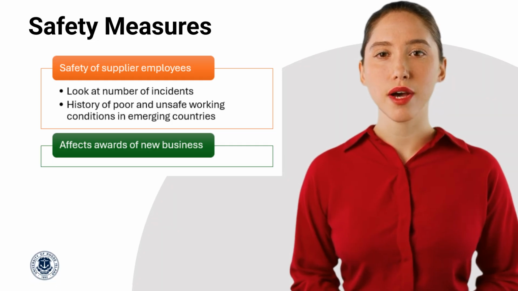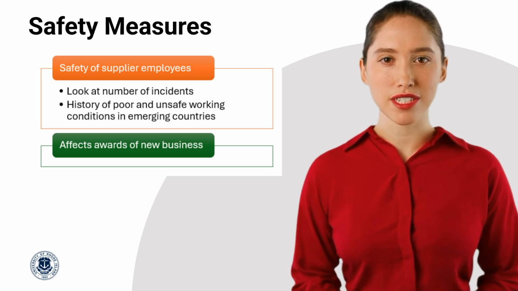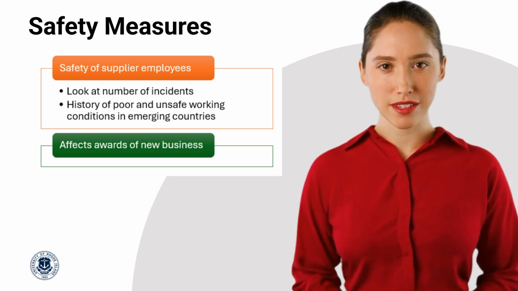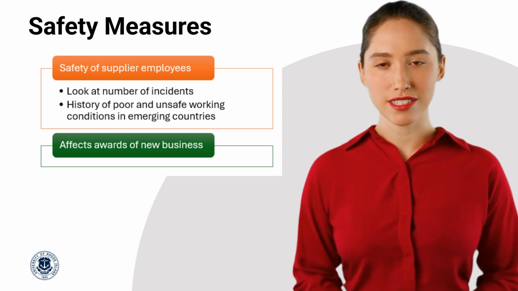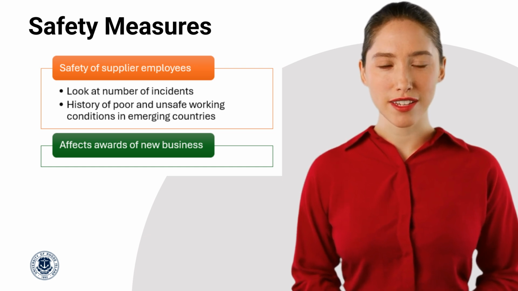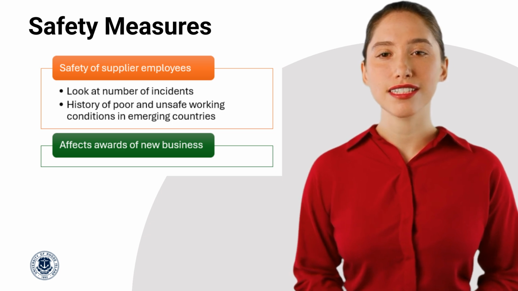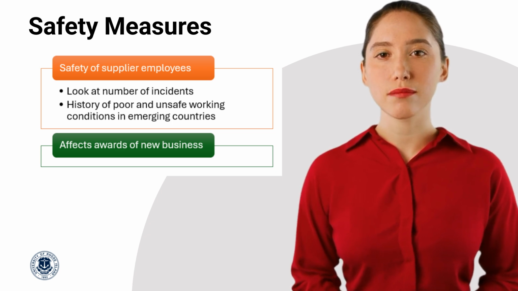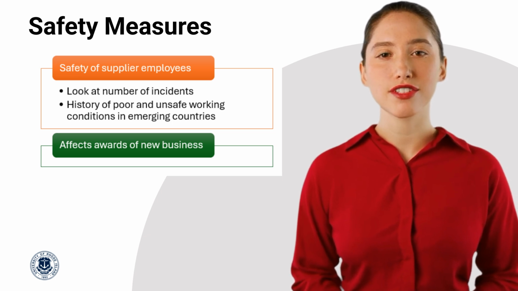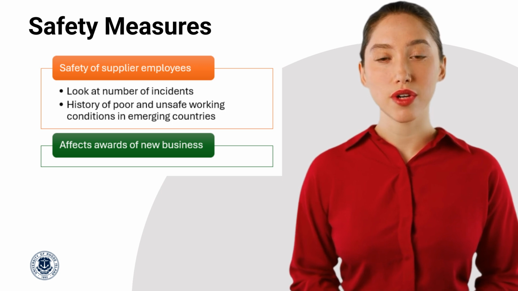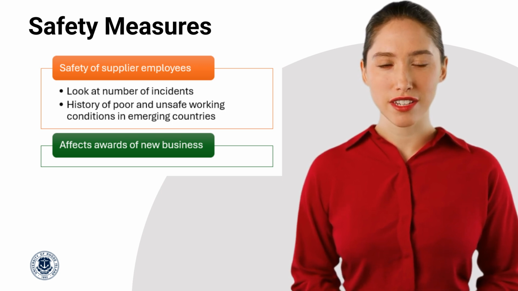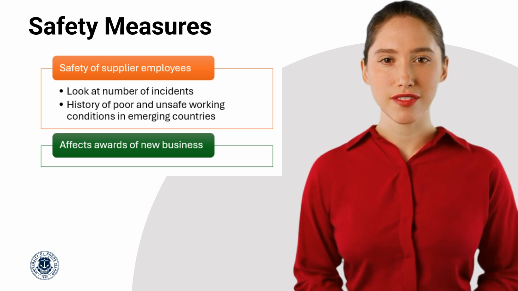Another important area of supply chain performance evaluation is safety measures, particularly those related to the safety of supplier employees. Organizations increasingly recognize that supply chain responsibility extends beyond their own facilities to include the working conditions of their suppliers. One key measure is the number of safety incidents occurring within supplier operations. Monitoring incident rates helps organizations identify suppliers that may be operating in unsafe environments or failing to meet acceptable labor and safety standards. This issue is especially important in emerging economies, where there has historically been greater concern about unsafe working conditions, poor labor protections, and inadequate safety oversight.